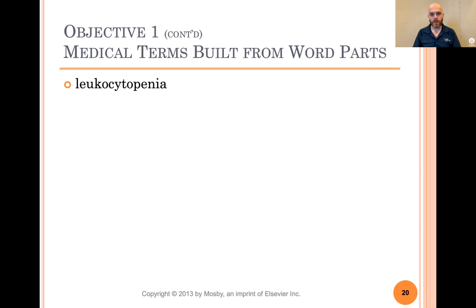Okay, let's put some more words together. So leukocytopenia. We've got leuko, which means white, cyto, which means cell, and penia, if you remember from today, meant abnormal reduced number, or reduction of. So this is reduction of white blood cells, or low white blood cell count. It's no good.